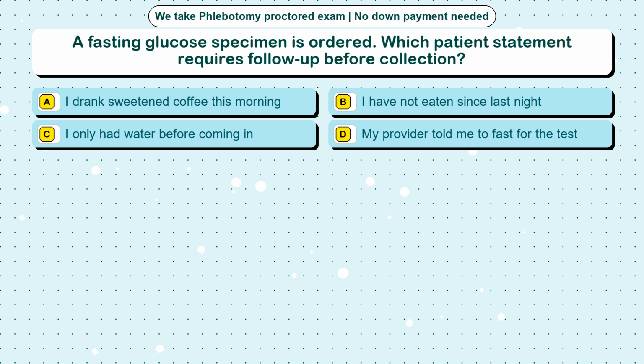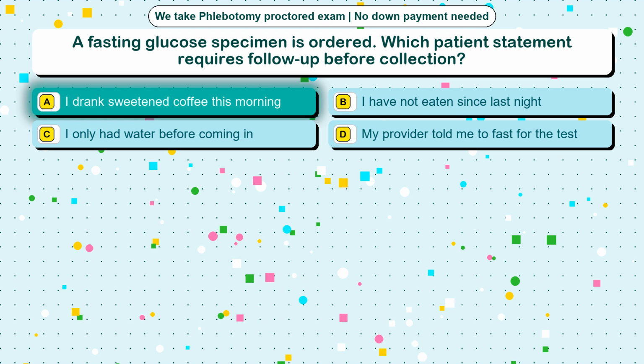Option A. I drank sweetened coffee this morning. Option B. I have not eaten since last night. Option C. I only had water before coming in. Option D. My provider told me to fast for the test. The correct answer is option A. I drank sweetened coffee this morning.